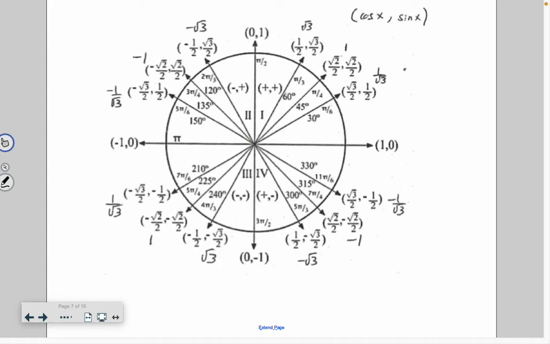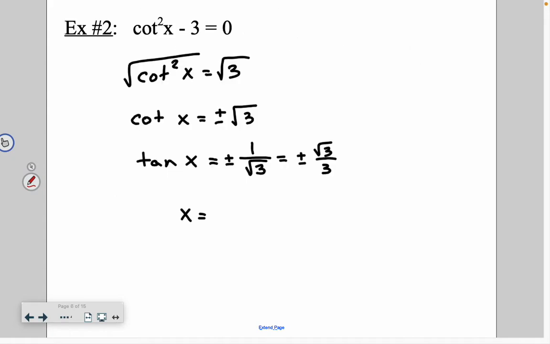Where's the first one? And if we work our way around, now I'm looking at all the handwritten ones. Well, here it is. Pi over 6, there's your first one. That's positive. Where's the next one? Yep, 5 pi over 6. There's a negative 1 over square root of 3. Where's the next one? 7 pi over 6. There's another positive right here, 1 over square root of 3. And one more. 11 pi over 6. Negative 1 over square root of 3. Okay? So in this case, because of the plus or minus, we end up with 4 answers. Okay? So let me put those down. We end up with pi over 6.